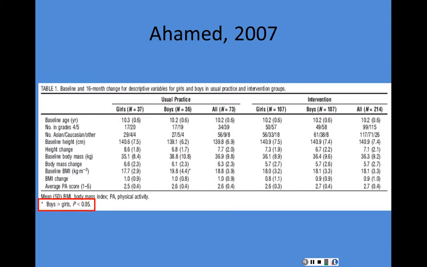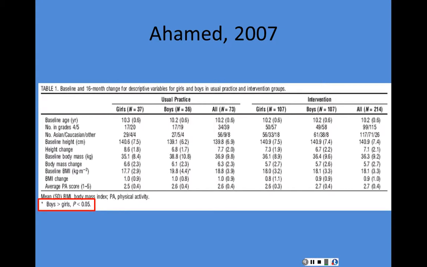I want to draw your attention to the bottom footnote. There's a little asterisk, and it says boys greater than girls, p less than 0.05. And so in this table, what they've done is they've done a comparison between boys and girls, and they've highlighted anything that is statistically significant.